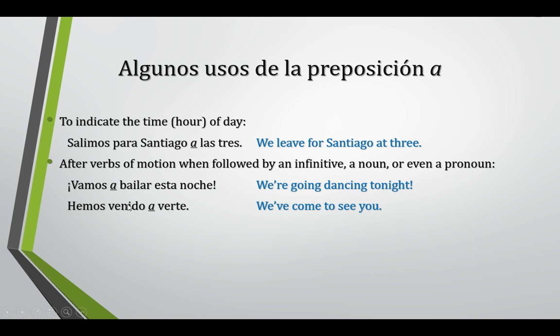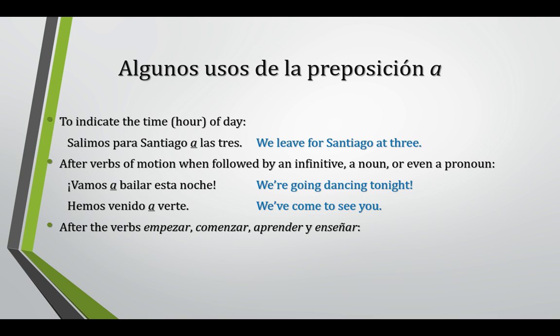So whenever you use the verb form of the verb venir, and here we have present perfect of the verb venir, hemos venido, we have come, you have to use the preposition a with it. So if you were saying, for example, I'm coming to see you, you would say vengo a verte. Vengo a verte. Or if you were going to say, I'm going to see you, voy a verte. You have to use a with verbs of motion.